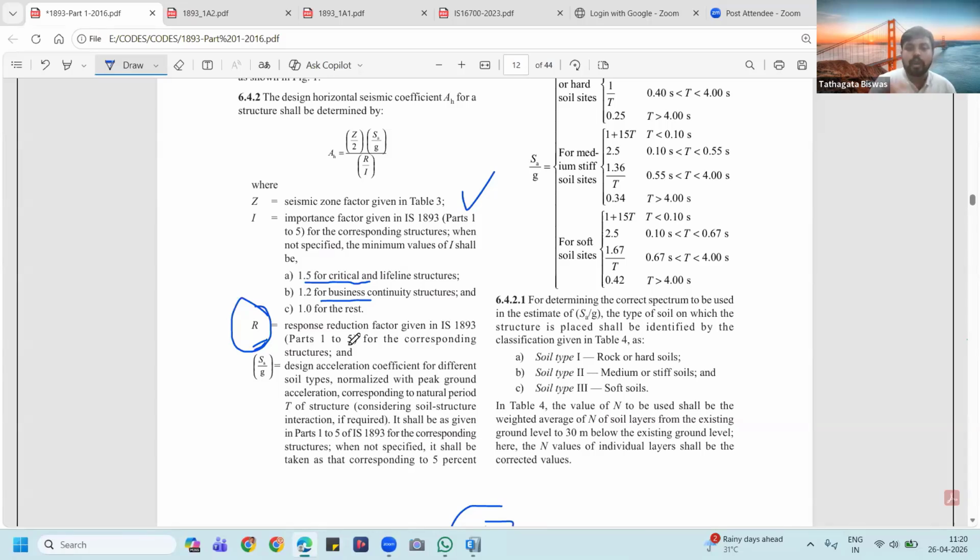So a higher R value means more ductility. A lesser R value means less ductility. So it depends on the different systems, what kind of systems we are using. It could be a shear wall system, it could be a column beam system, it could be a mixed column shear wall system.